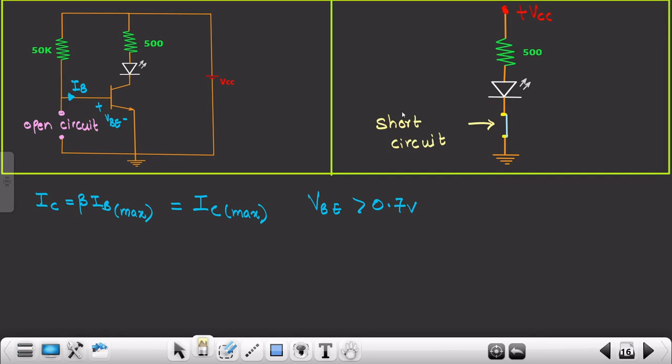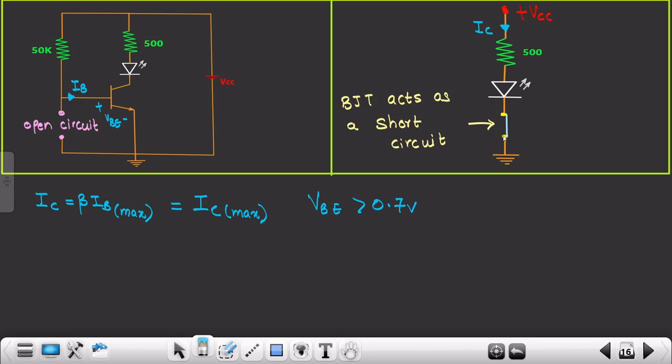So BJT acts as a short circuit, right? And thus there would be maximum current IC flowing in this particular direction. So let me write over here. This would be the current IC flowing in this particular direction, right?